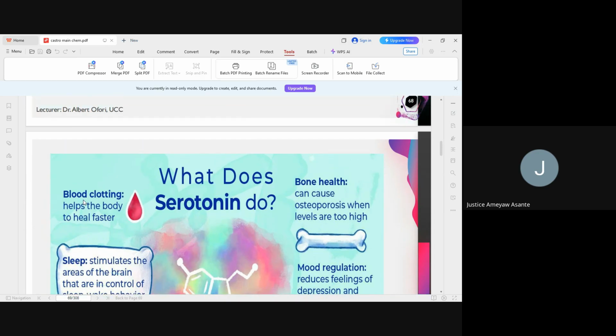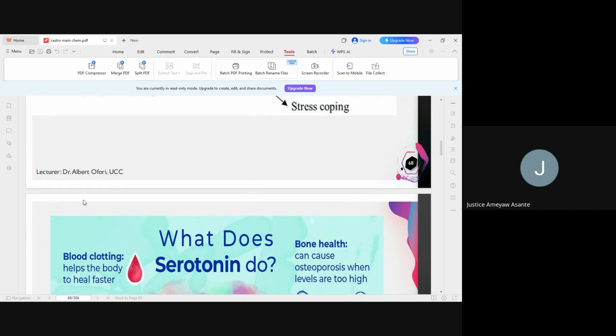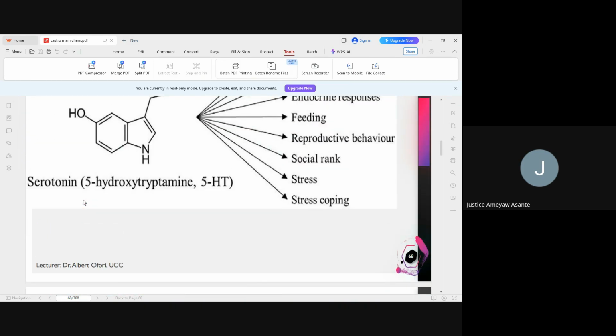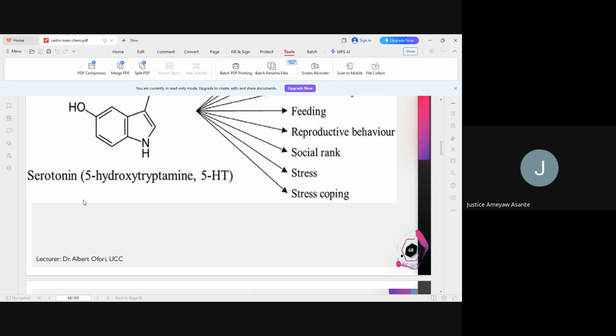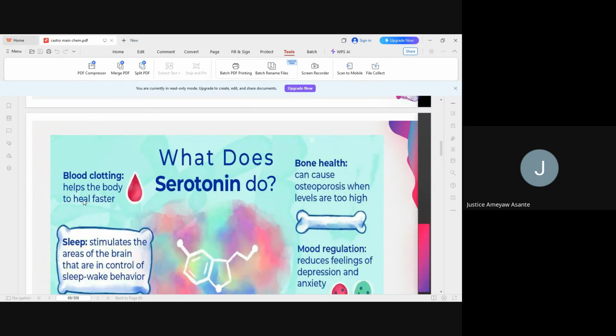So in excess of this compound, serotonin. What does serotonin do? Now, bone health: it can cause osteoporosis when levels are too high. So some people have pains in their bones. If this one is too high in the body, what do you do to control it? We use lithium carbonate.